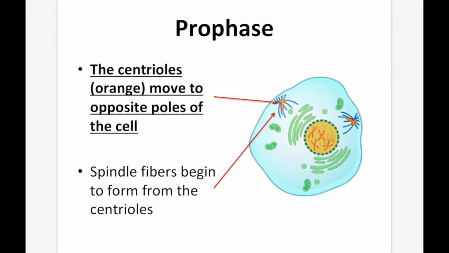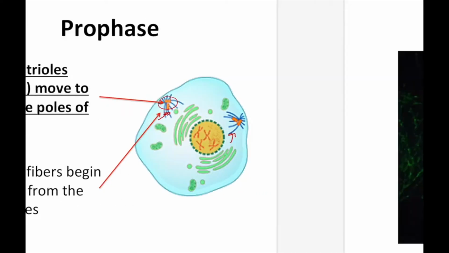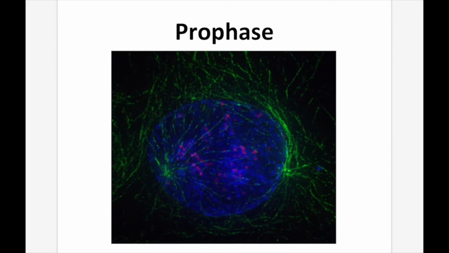Prophase. The centrioles, that's the orange things here, are going to move to opposite poles of the cell. The spindle fibers begin to form from the centrioles. And the spindle fibers are these blue things right there. You can see them over there as well. And here's another picture of prophase.